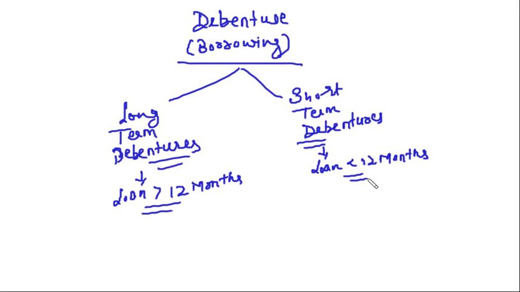So on the basis of duration, we have the debentures, which we call borrowing also, of two types. One is long-term and the other one is short-term. Long-term means when the money has been taken from the public for a period more than 12 months, and if the money has been raised for a period less than 12 months, these are known as short-term debentures.